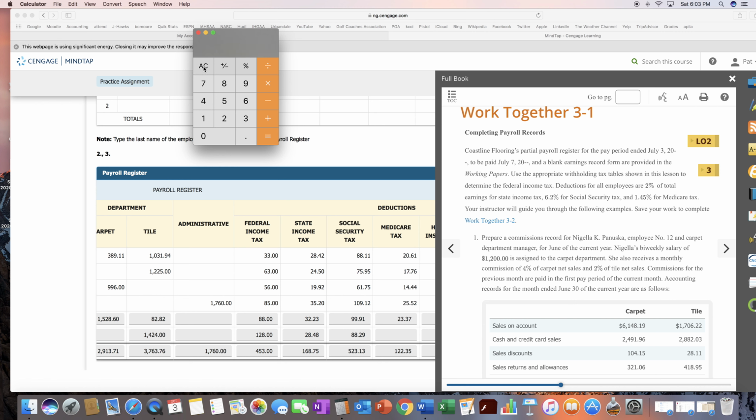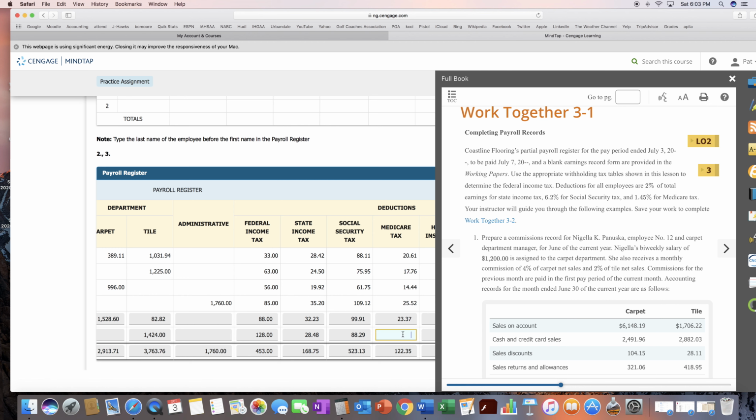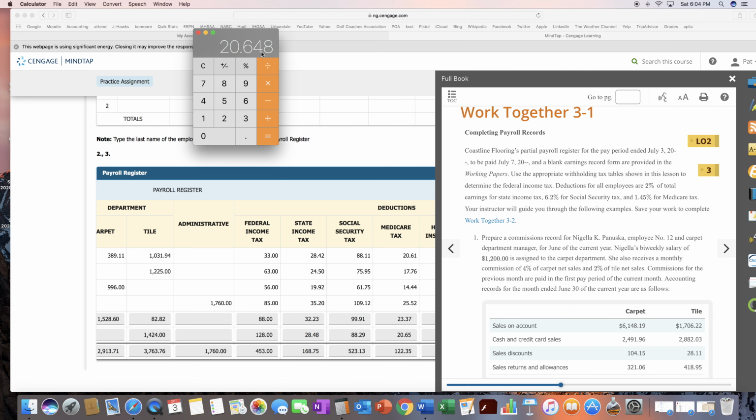Medicare: 1,424 times 0.0145, 1.45%. You get $20, and you have to round that again, 65 cents. Round that to 65.